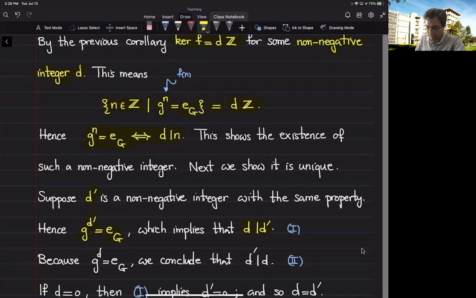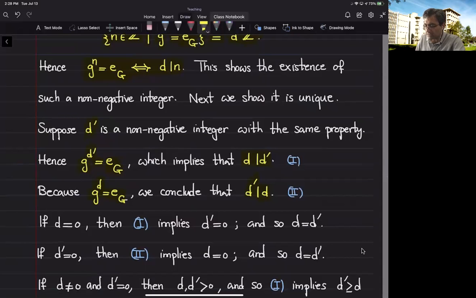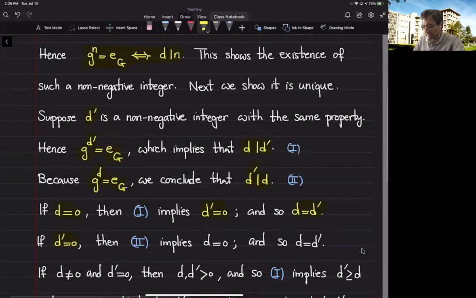Now I argue the other way around. I know g to the d is the neutral element, but d prime is supposed to satisfy the same implication. Therefore, d prime divides d. Now, d and d prime, both of them are non-negative integers. Both of them divide the other one. For instance, if d is 0, knowing that d prime divides it, I can deduce that d prime is also 0. Therefore, they are equal. If d prime is 0, knowing that d prime divides d, I deduce that d is a multiple of d prime, and therefore d is 0 as well. So again, we get equality.